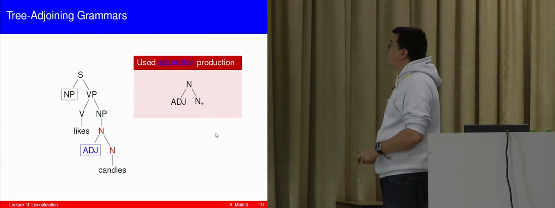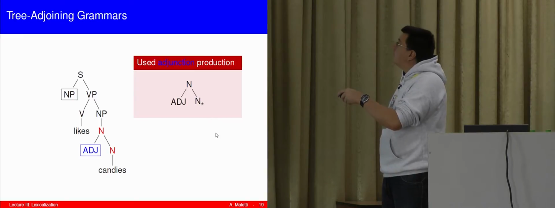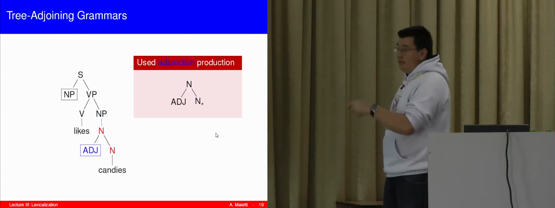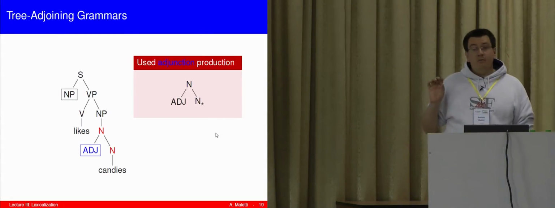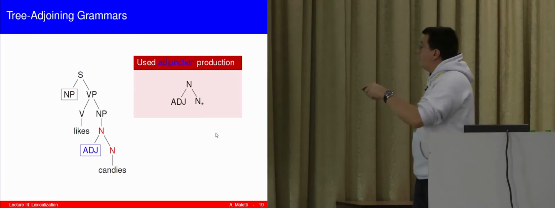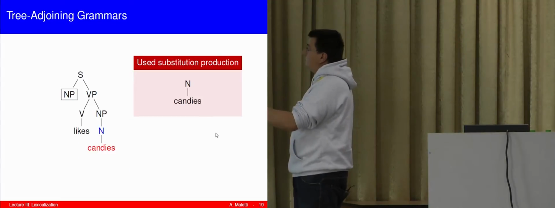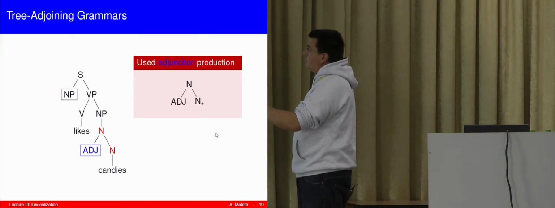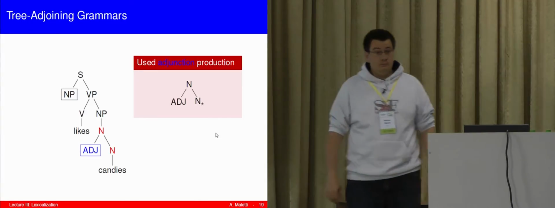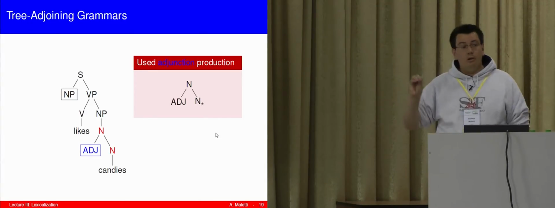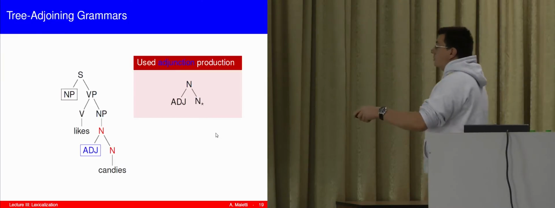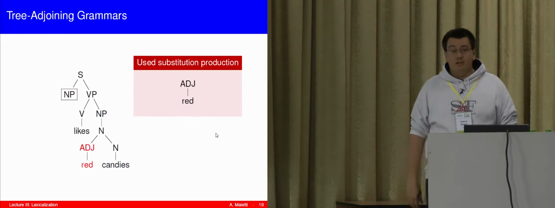So what will happen? Here's an adjunction production. And what I will do, this adjunction production can fire whenever I see an N somewhere in the tree, and it will fold into this part. So here's the N. And I'm going to fold this production in here. And what is below will be attached to the N star. Right? So I'm just going to glue it into this part of the tree. And this might, of course, trigger new non-terminals which can be rewritten.